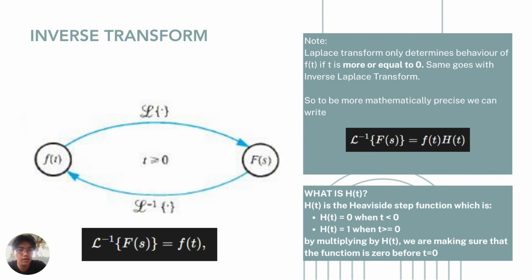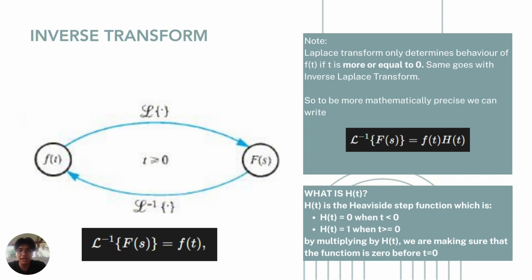All right. So, here I'll be explaining about the inverse Laplace transform. So previously, we've known that the Laplace transform of f(t) is equal to F(s). So the same way here, the inverse Laplace transform of F(s) is equal to f(t). So a quick note: the Laplace transform only determines the behavior of f(t) if t is more than or equal to 0. So the same goes with the inverse Laplace transform.